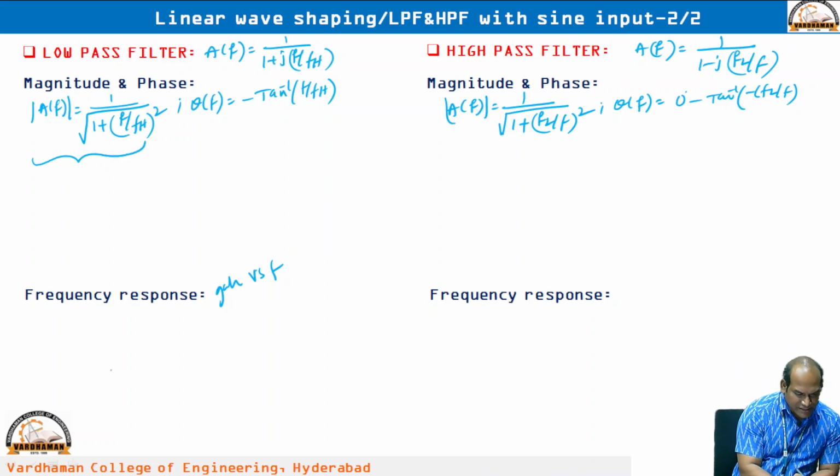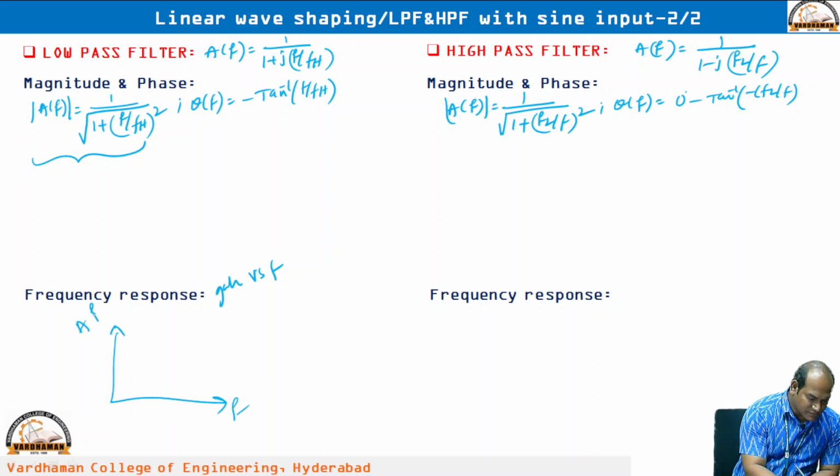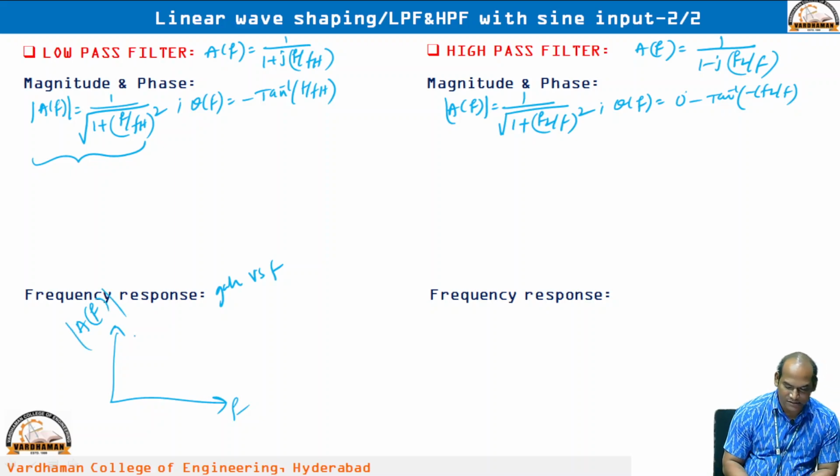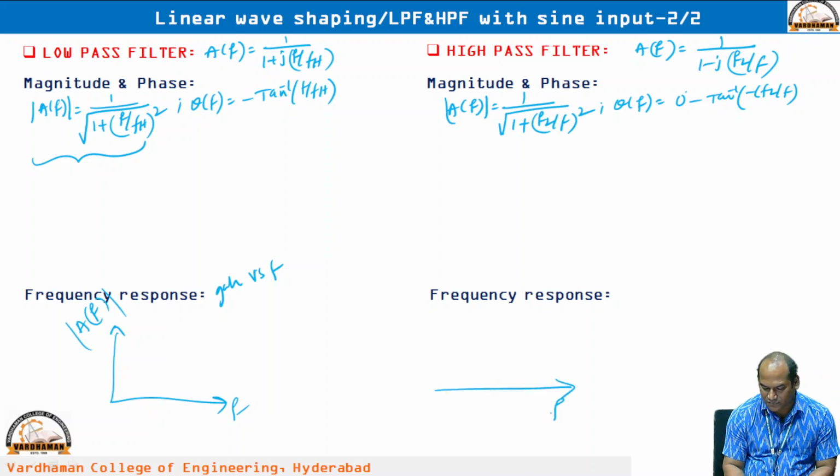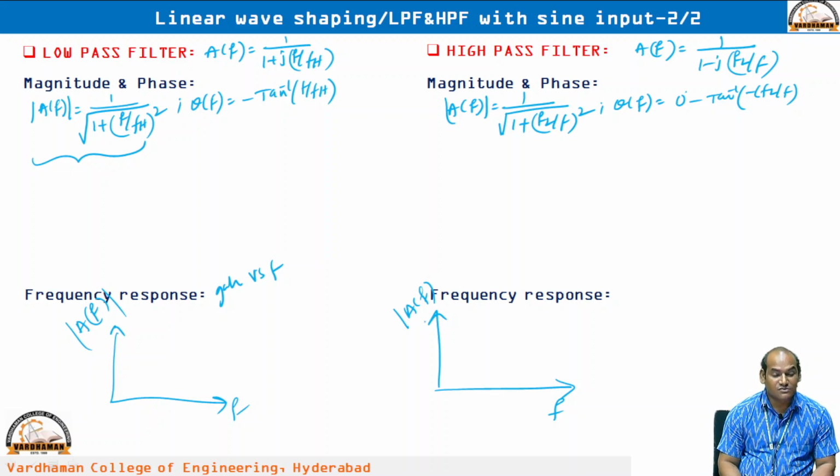See here carefully, on x axis we have to take the frequency, on y axis I am taking the gain, the magnitude of the gain. In this case also same thing, frequency on the x axis, and on y axis I am taking the magnitude of the gain. Now we will analyze what is happening at different frequencies.